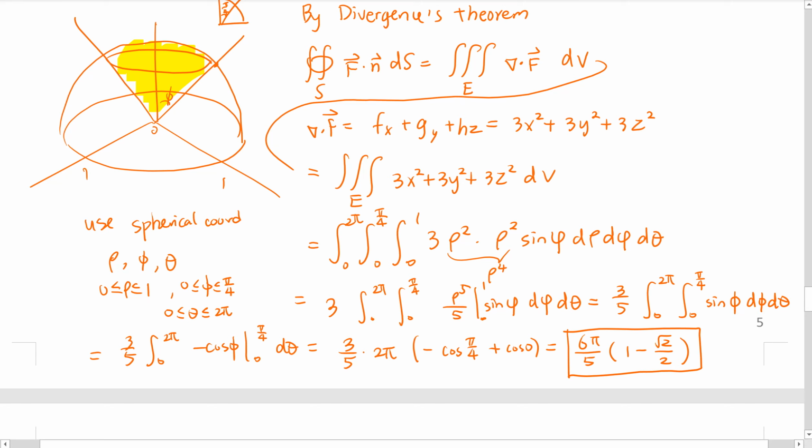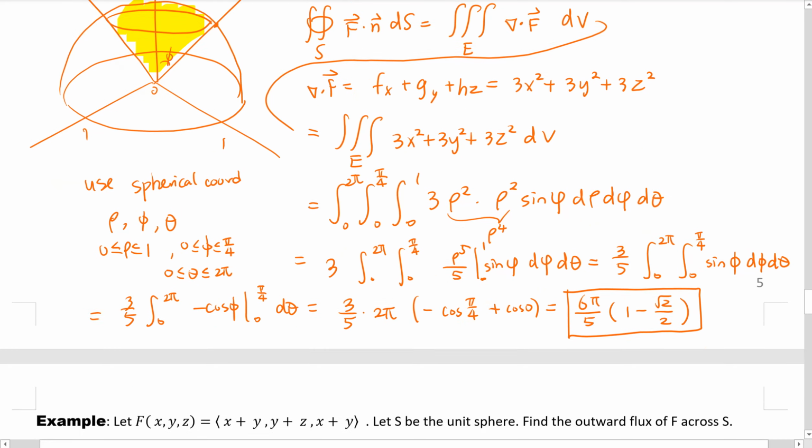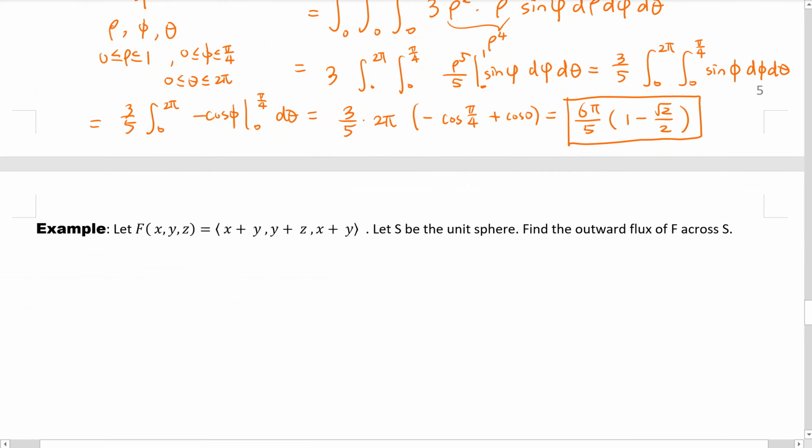Yeah, it's much easier than calculating the flux integral because we have two surfaces involved. The top one is some portion of the sphere, and the bottom one is the cone. So we had to do both, and wow, that's a lot of work. Okay, let's continue.